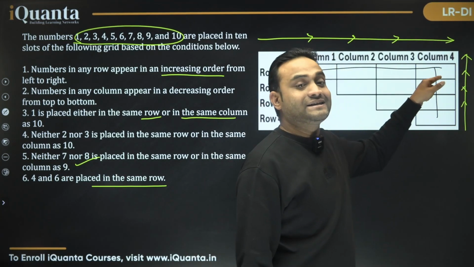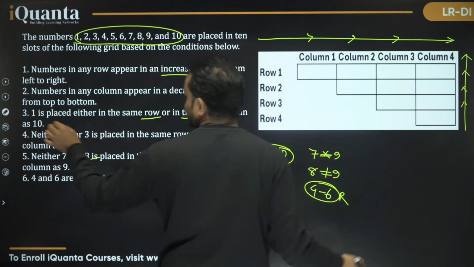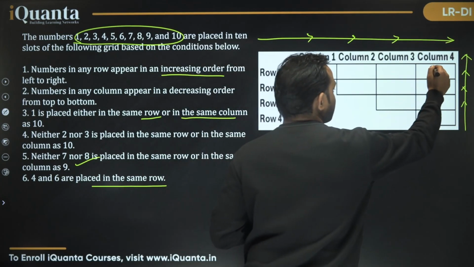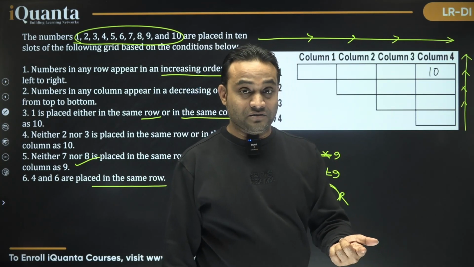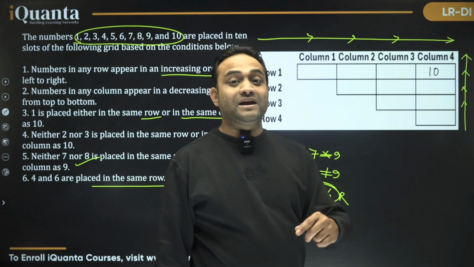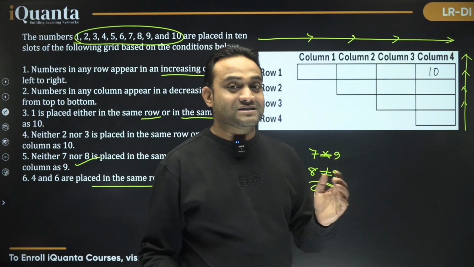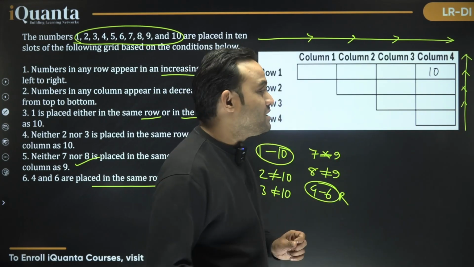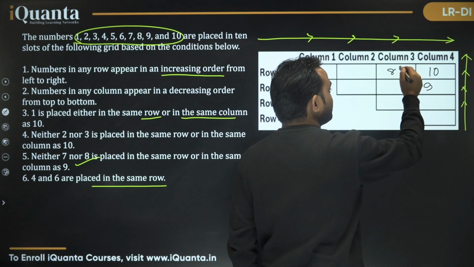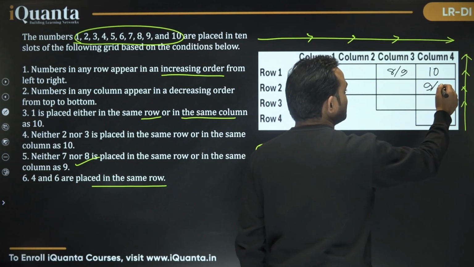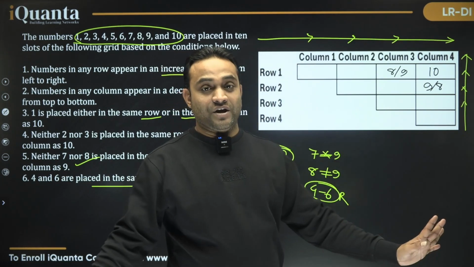So the only intersection point I got is this position, which is 10. Now, as numbers are in increasing order, 8 and 9 must be immediate to 10, right? 9 and 8 cannot be in the same row or same column, but 9 or 8 must be immediate to 10 because there is no other way.